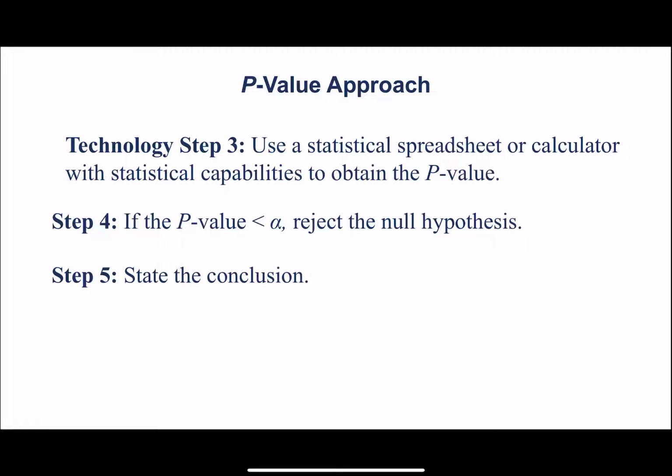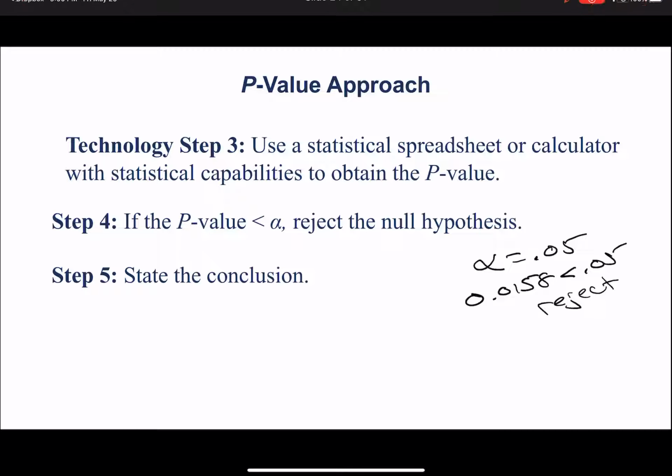using your technology, you can use the calculator, or you can use your Z table. You can look up whatever that test statistic is and see what that probability is. So for example, 2.15: the probability was 0.0158. Since the probability of my z-score being greater than 2.15 is 0.0158, and my alpha is 0.05, 0.0158 is less than 0.05, so I would reject. So if the p-value is less than the alpha, we would reject. Then you state your conclusion.